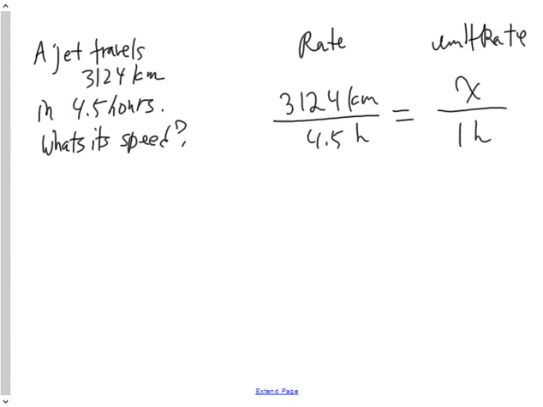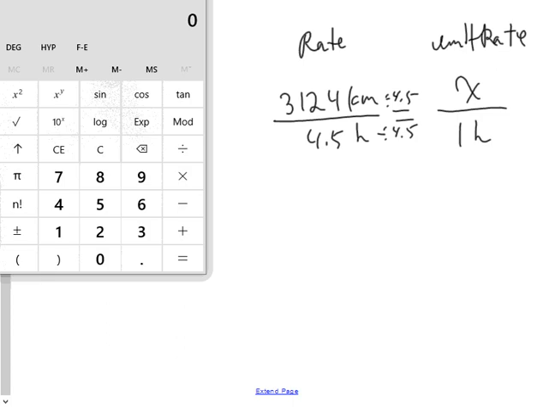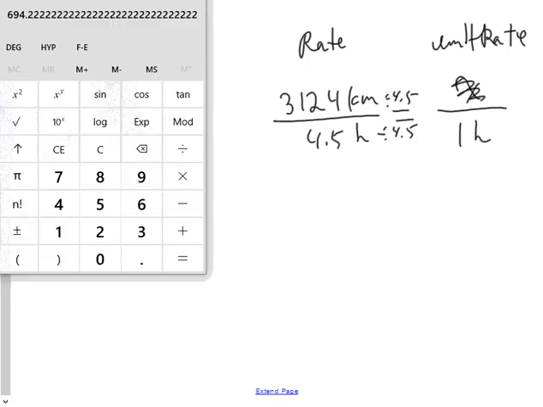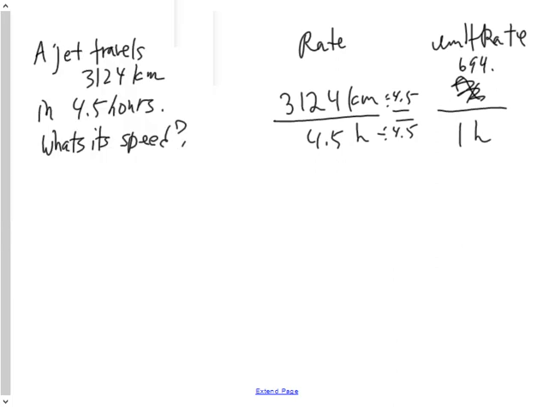The first way, of course, is to figure out what I would divide by to get that, so I could divide both by 4.5. And when I take my calculator, the speed was 3,124 kilometers in 4.5 hours. So if I divide that by the 4.5, that means that every hour that plane was going 694.2 repeating kilometers per hour.